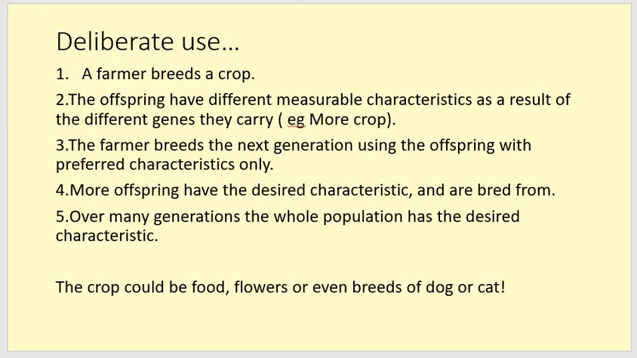And these crops can be food, such as wheat or potatoes, or beef. It could be flowers, where you want a certain colour or an amount of fragrance, or it can even be used by breeders of dogs and cats. They want to make a new breed, or they want to get a breed that is going to do really well at a competition such as Crufts.